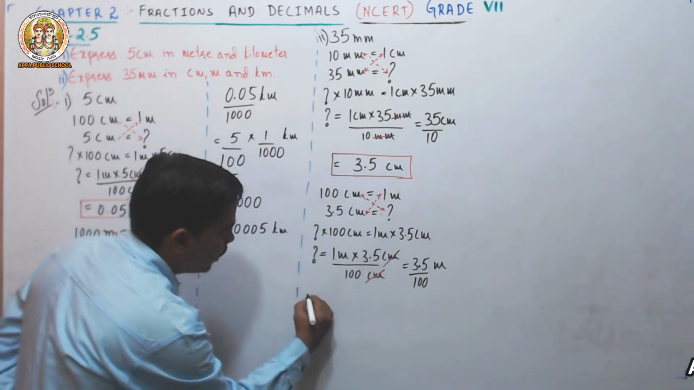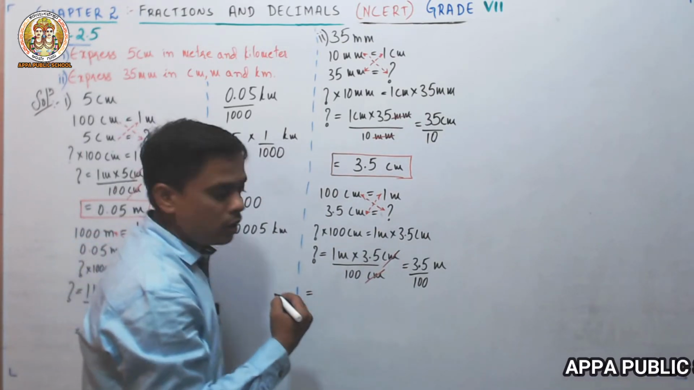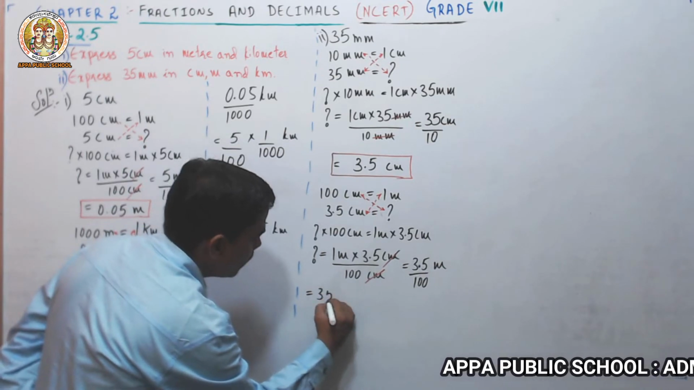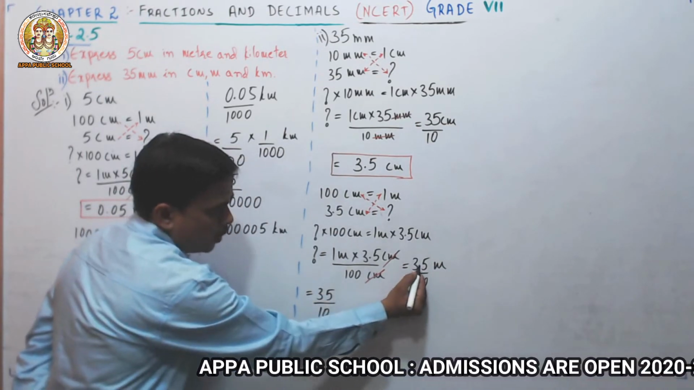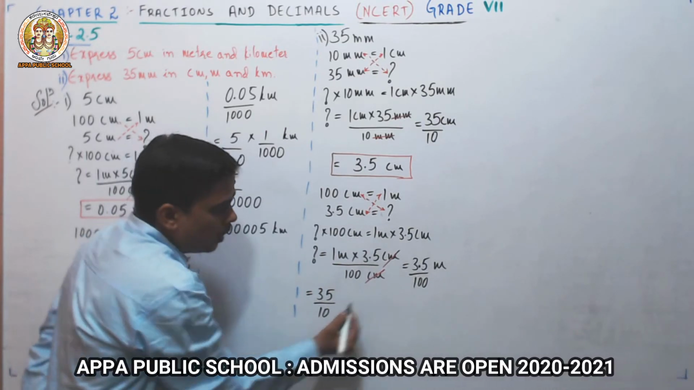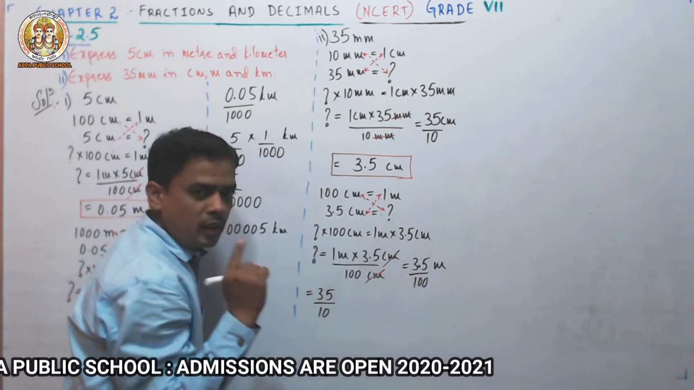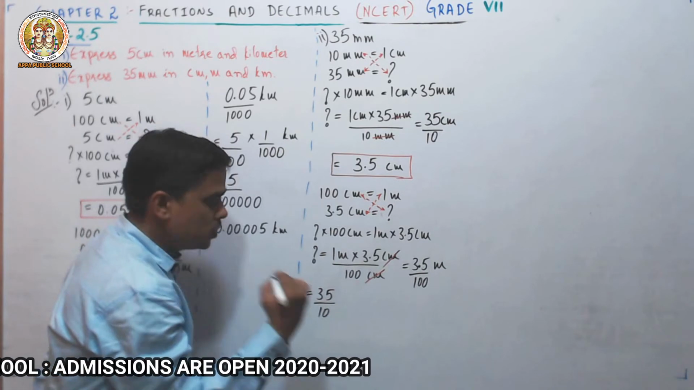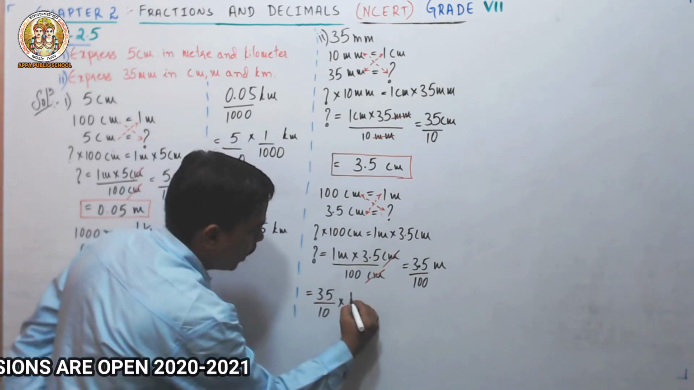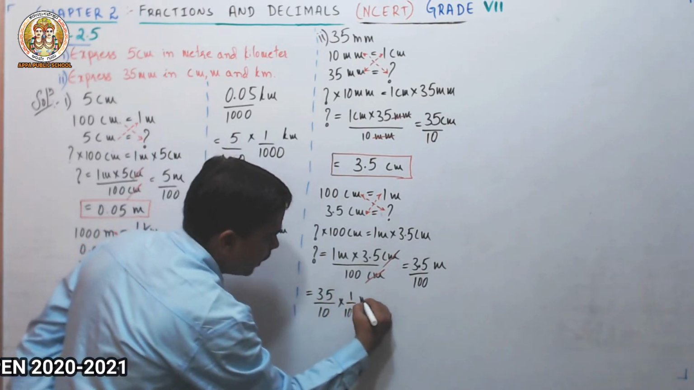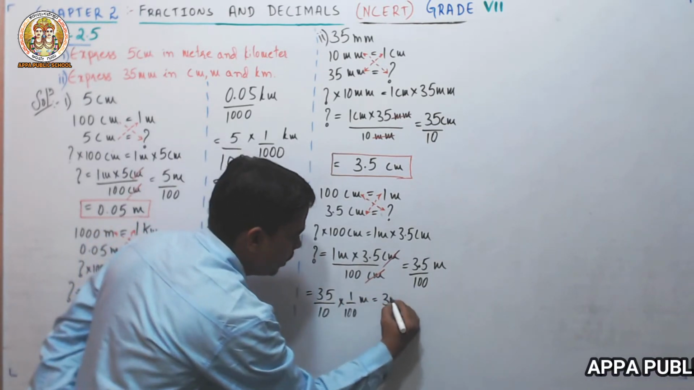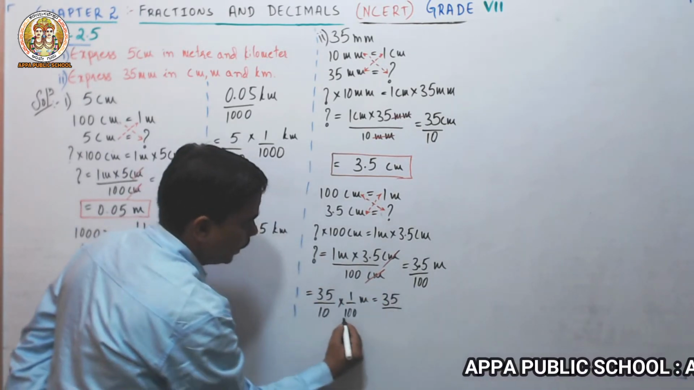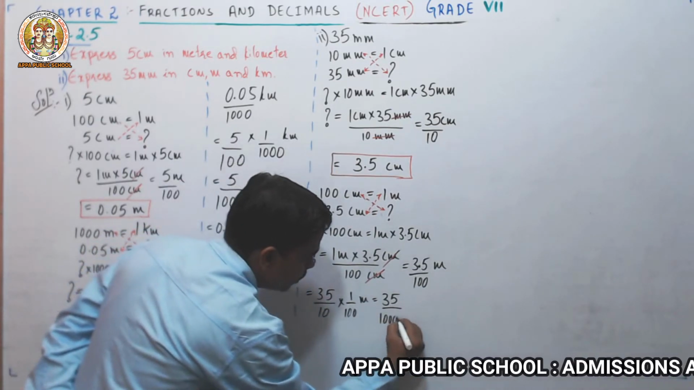Next, I will do the same as I did in the previous question, that is, 35 divided by 10. I will remove this decimal point. Wherever the decimal point is, I will write 1. After the decimal point, how many numbers are there? One number is there, therefore I will write 1 0, into 1 by 100 meter as it is. How much will it be? Multiply both the numerators: 35 into 1 is 35, divided by 10 into 100 is 1000 meter.